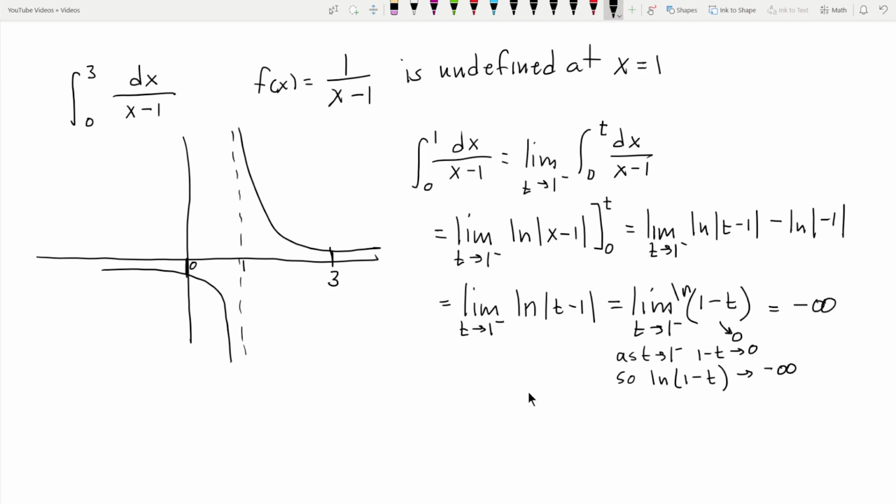Now, because that part diverged, I don't need to do anything else. It doesn't matter what the other side does, even if the antiderivative from 1 to 3 were finite. The fact that this side diverges means the whole thing diverges. So we can just say the integral from 0 to 3 of dx over x minus 1 diverges.